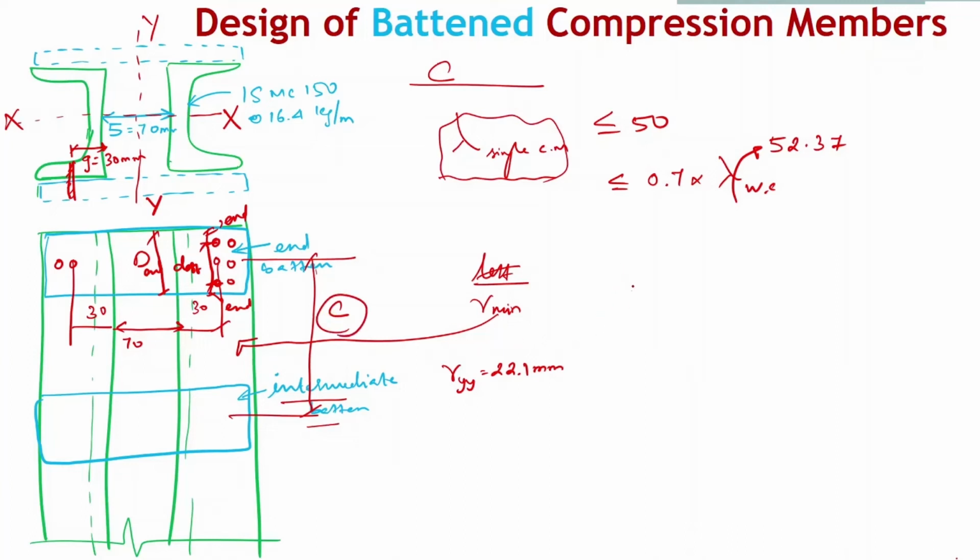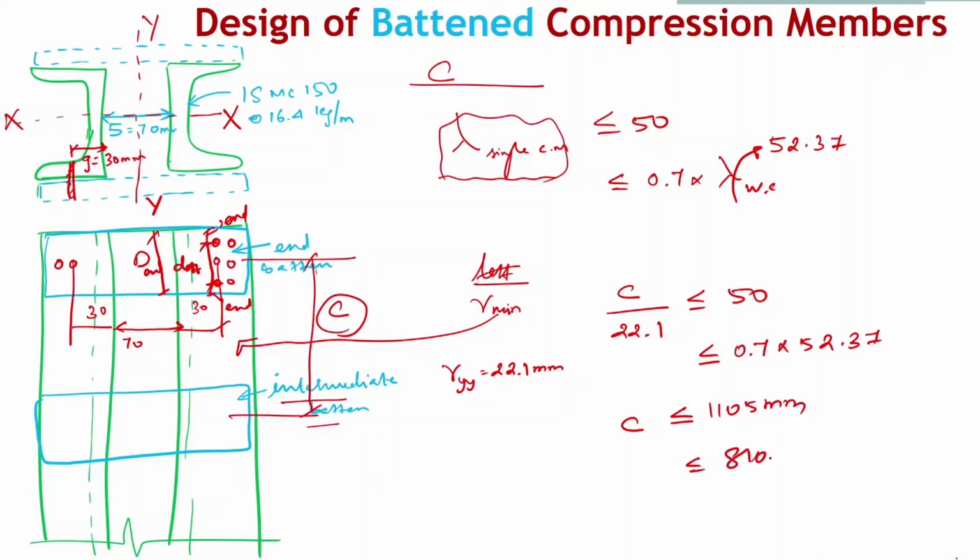So C upon 22.1 should be less than or equal to 50 and also it should be less than or equal to 0.7 times 52.37. Now if you calculate, C should be less than or equal to 1105 mm or C should be less than or equal to 810 mm.